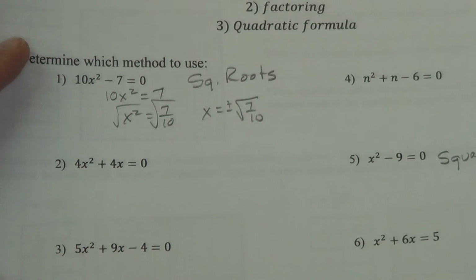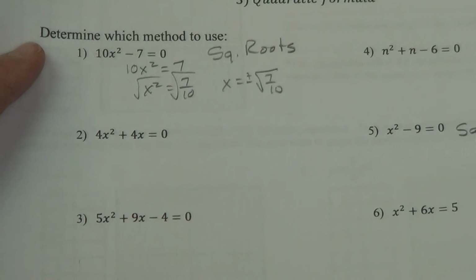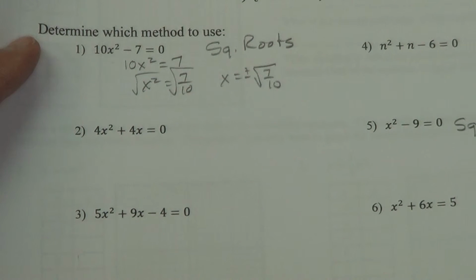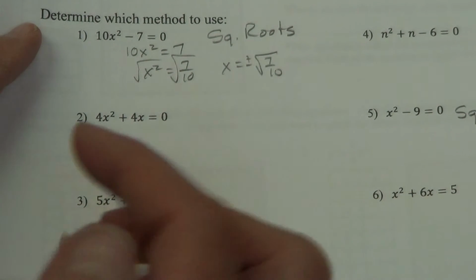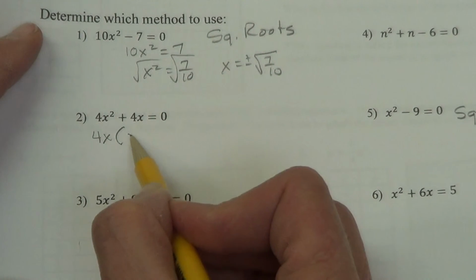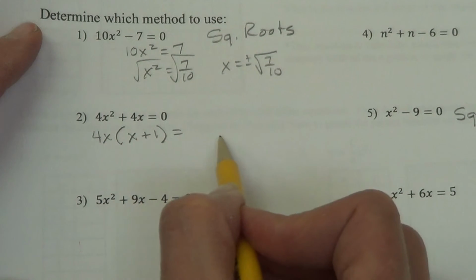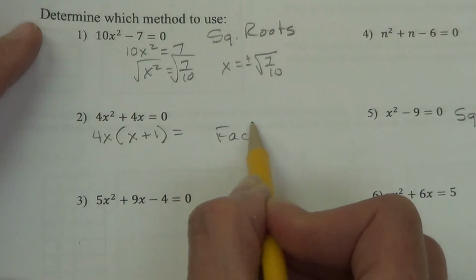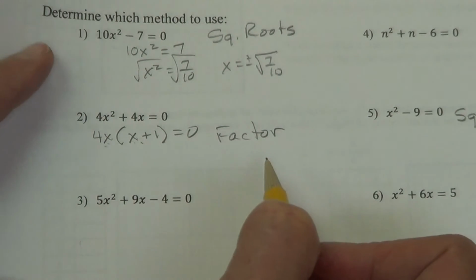Now next, we have factoring. On the rest of these, you should try factoring, and if you can do it with factoring, then that's what you would use. If it's not factorable, and you can't complete the square, then you use the quadratic formula. So when we try to factor this one, we can factor out a 4x, leaving x plus 1, and we see that we factor that one, because now we can set each part of that equal to 0.